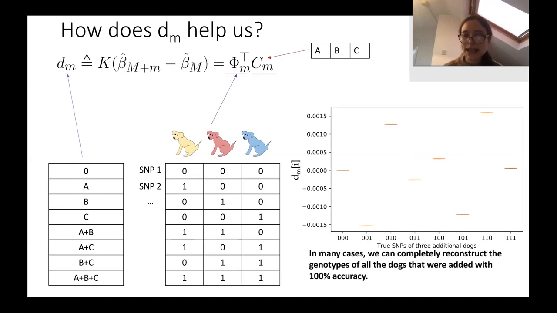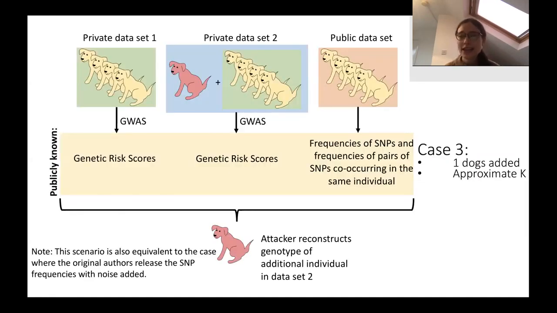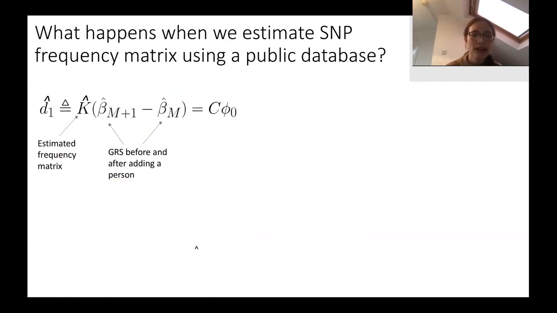Using this, in many cases, we can completely reconstruct the genotypes of all the dogs who were added with 100% accuracy. And in our paper, we provide a specific algorithm for doing so. Next, we expand the scenario to say that we don't know the exact frequency of SNPs or the frequency of SNPs co-occurring in the same individual. In this case, we go back to the scenario where we've only added one individual between the 2 studies. So now D1 is slightly changed in that this K isn't the precise K, but rather is the estimated frequency matrix based on the public data set.